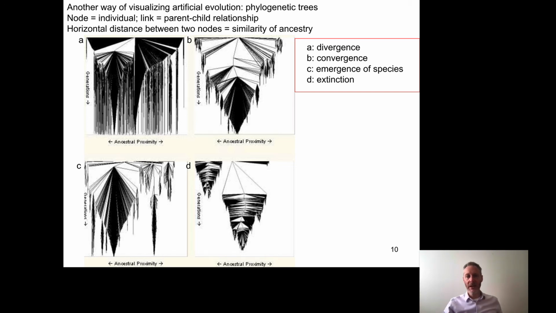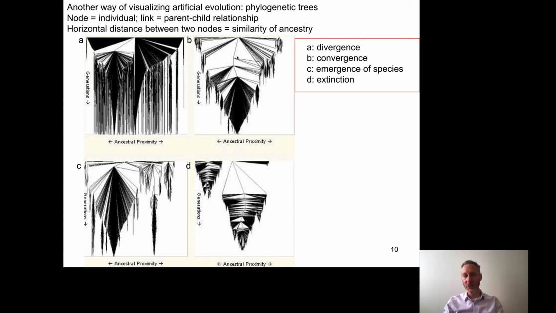proceeds. There are different ways to draw phylogenetic trees. In this case, as you can see, it's hard to see the nodes because they're very, very small circles, but each node represents an individual, and a link connecting two nodes represents a parent-child relationship. So here's a parent, child, grandchild, great-grandchild, and so on. The position of the nodes, the depth of the node, is obviously which evolutionary generation that robot was born into. So it's something to do with the evolutionary age of that individual.